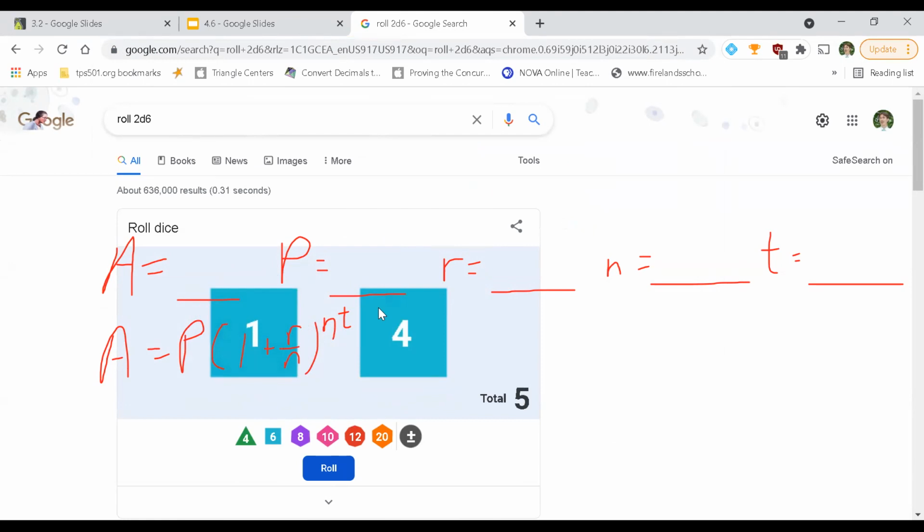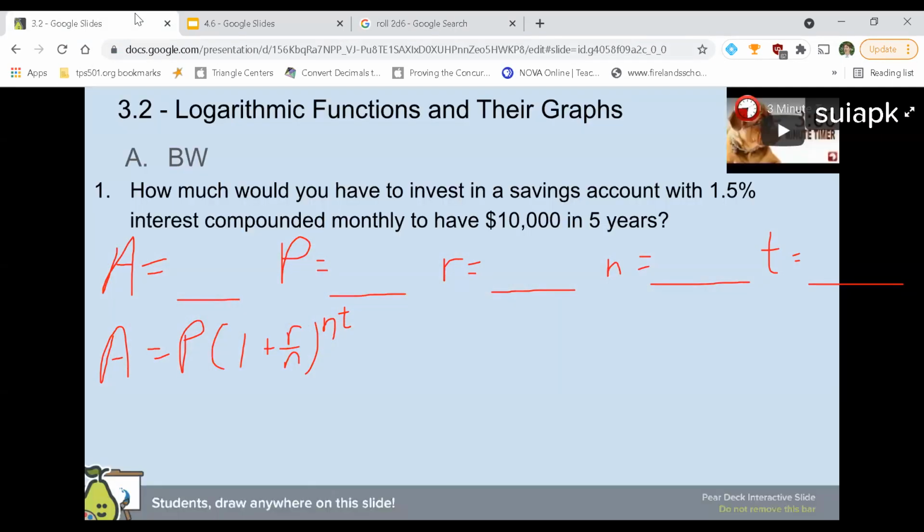I think that's Mason. Is that correct? Mason, winner, winner, chicken dinner.